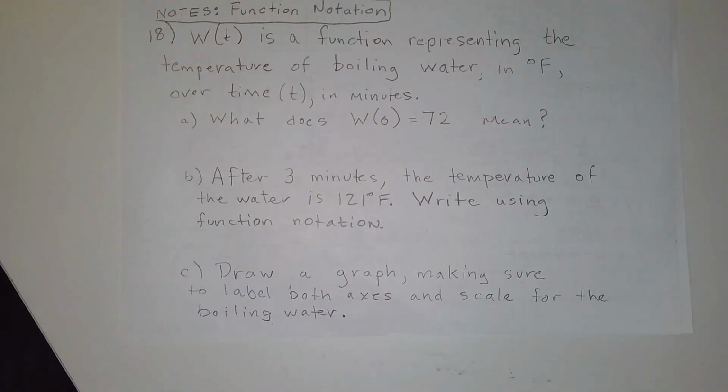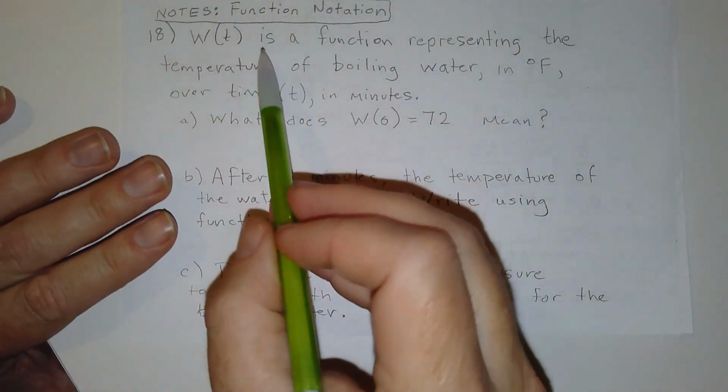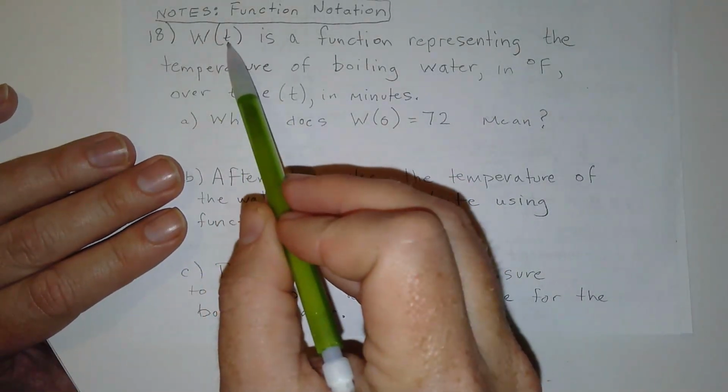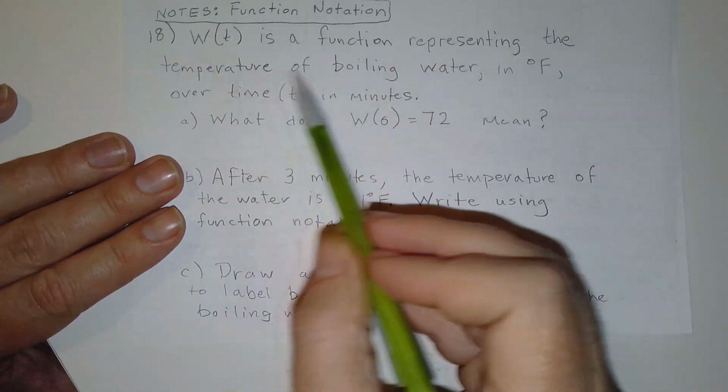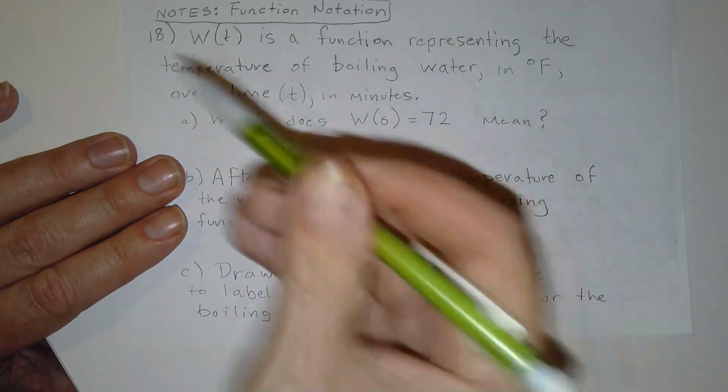Okay, last question. Question number 18. More function notation practice. W of t is a function representing the temperature of boiling water.